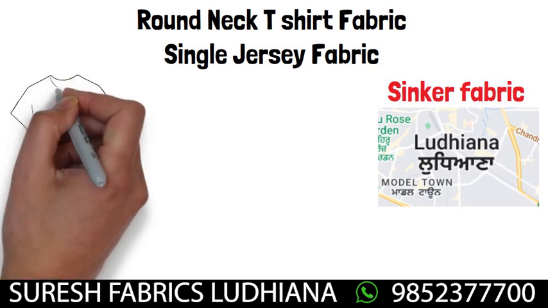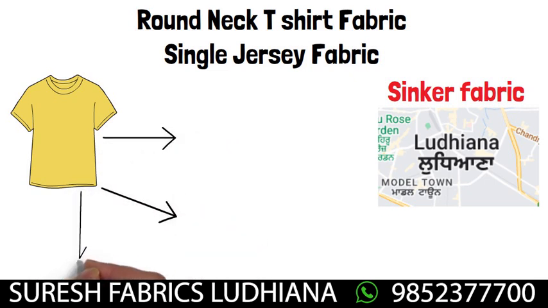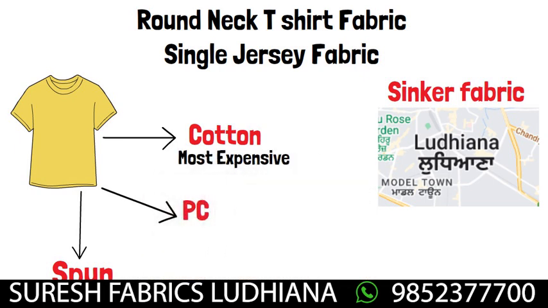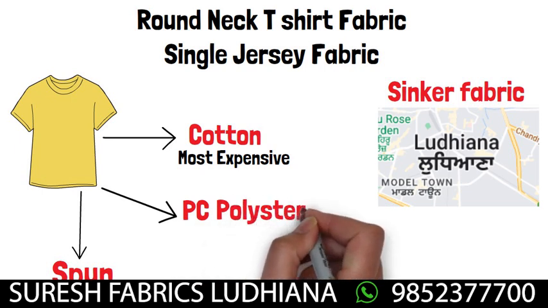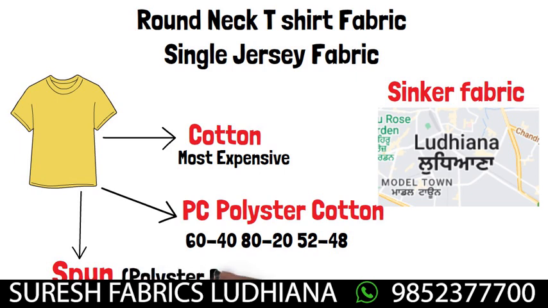Now within this single jersey rounded t-shirt fabric, the next part is whether you want it in cotton, PC, or spun. The most expensive one is obviously the 100% cotton one. Then comes PC, polyester cotton, which is a blend of 60-40 or 80-20, and the most prominent one is 52-48: 52 cotton, 48 polyester. And third is a spun fabric. Spun is basically a kind of polyester fabric which is not a filament yarn, it's a normal polyester yarn.